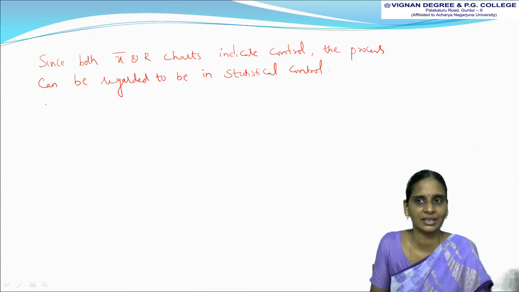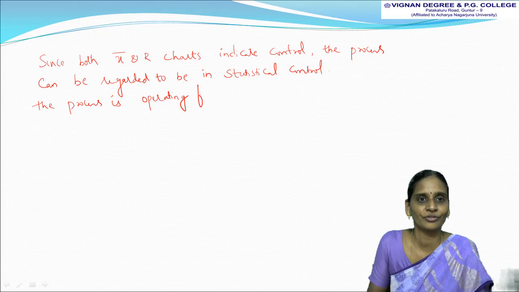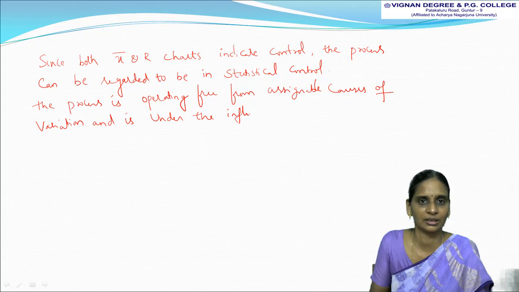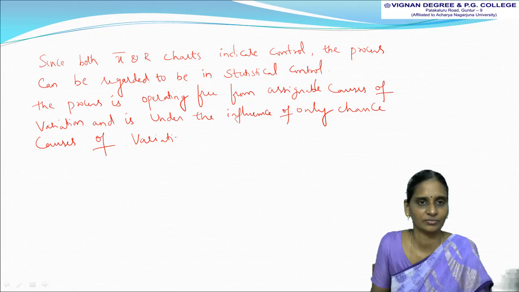So this implies that the process is operating free from assignable causes of variation and is under the influence of only chance causes of variation. So this is the first problem.